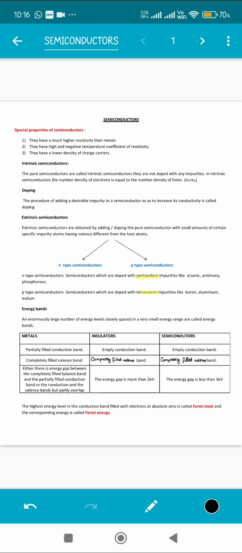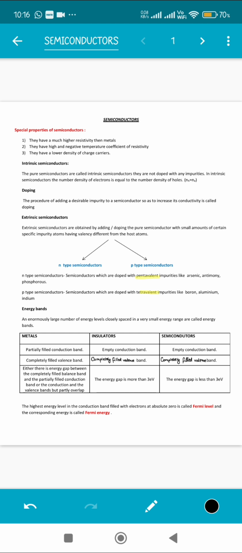But in case of insulators, the energy gap is more than 3 electron volts. If you remember, in the 3rd chapter we have done this thing. But in case of semiconductors, the energy gap is less than 3 electron volts. Since the energy gap is less, the electrons from the valence band are able to jump into the conduction band and show conductivity. But in case of insulators, the energy gap is higher, as a result of which the valence electrons cannot jump from the valence band to the conduction band, and hence they do not show any conductivity. I hope it is clear.